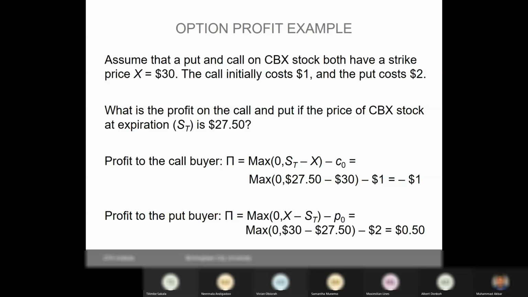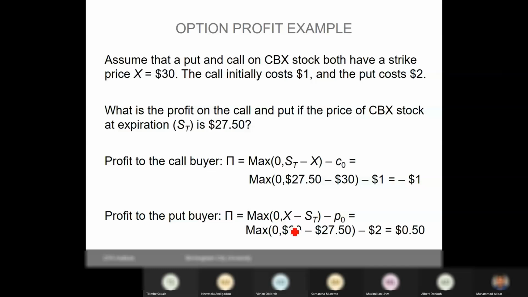Here we have an example for this. For the same, we have the exercise price equal to 30, and we have the call price initially at a cost of $1 and the put cost at $2. Now the stock price at expiration is 27.5. So if we calculate this, the call is out of the money because the stock price is 27.5 and the exercise price is 30. So the payoff is 0. However, the price is 1 for the call. So the net profit for the call buyer is -1.